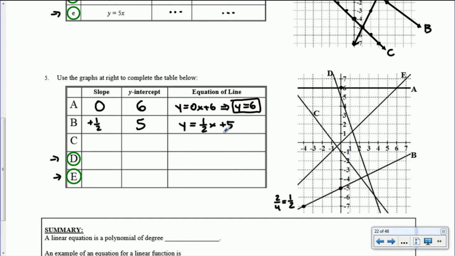Oh, I have to fix that. I have to write it again. Okay, so -5. Slight fix, just make sure that negative's there. So y equals 1/2 x subtract 5.